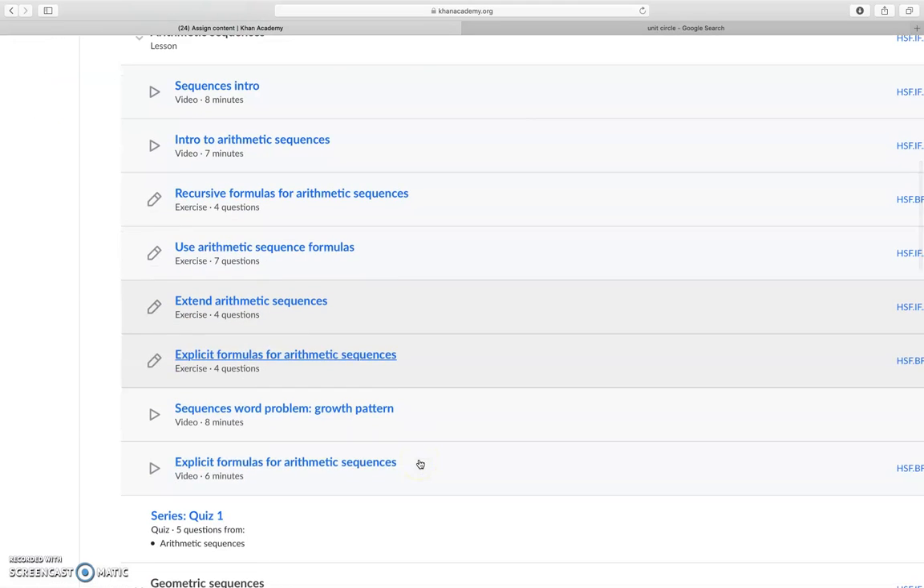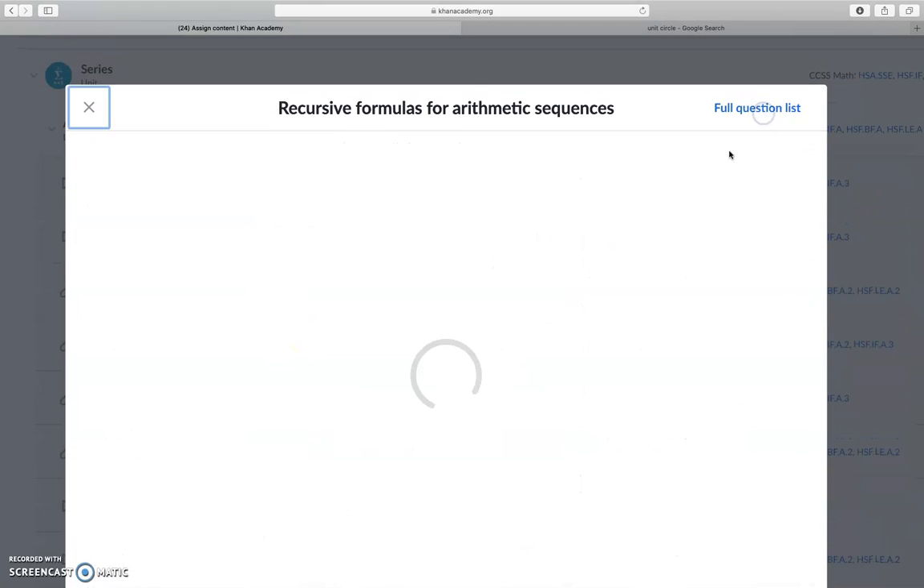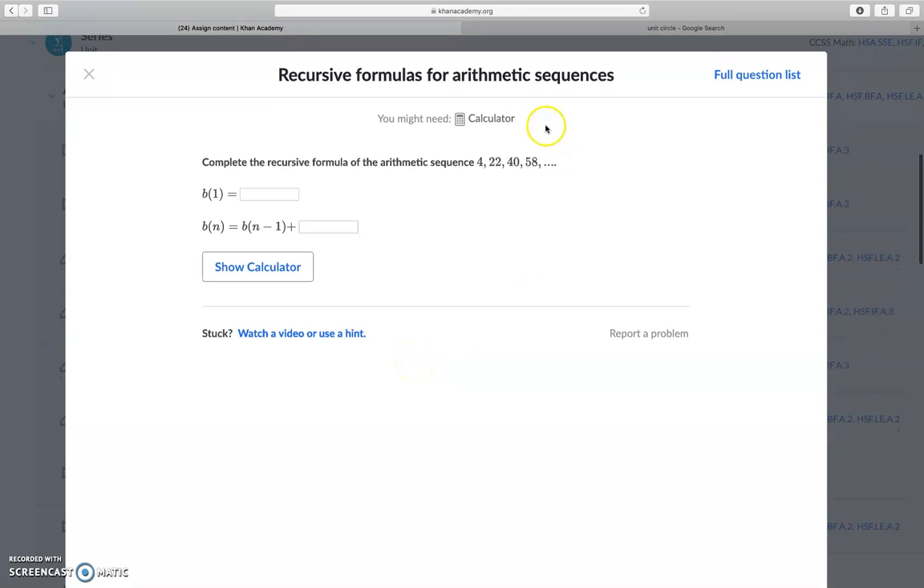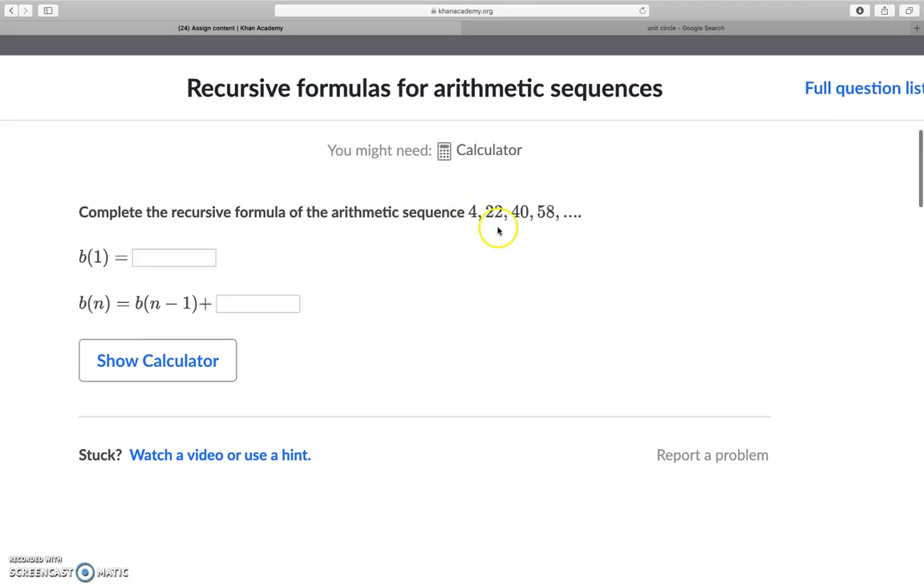Now, your first assignment is to create the recursive formulas for these arithmetic sequences, for these lists of numbers that have a pattern where you're adding the same thing each time. You can stop this video and maybe try and guess how much is being added here. I'll give you 3 seconds. Okay, you might have noticed that they're adding 18 each time.